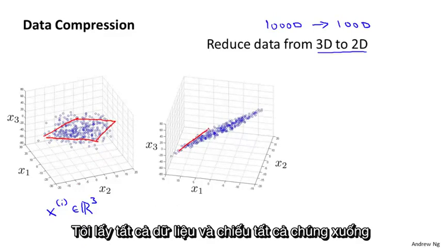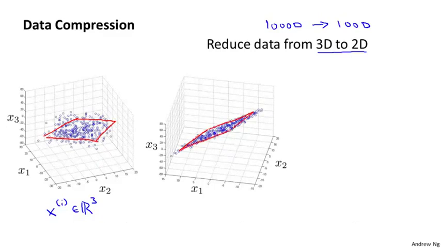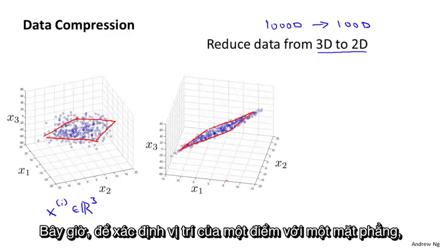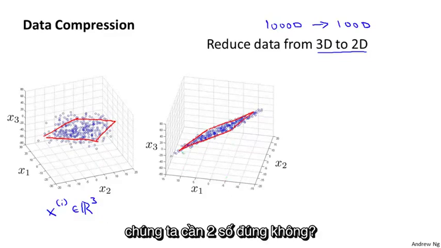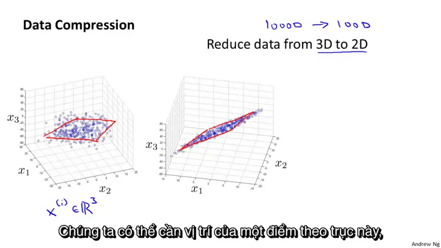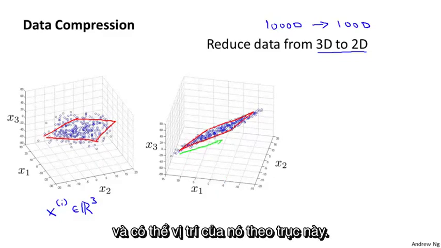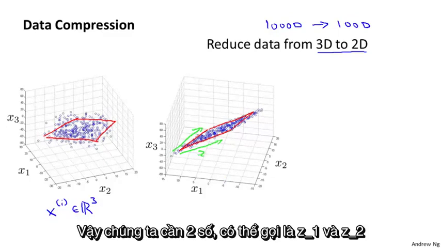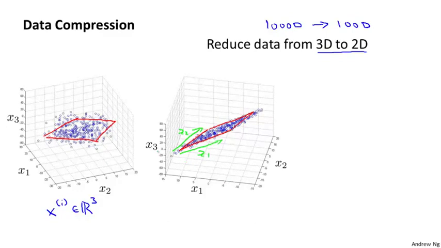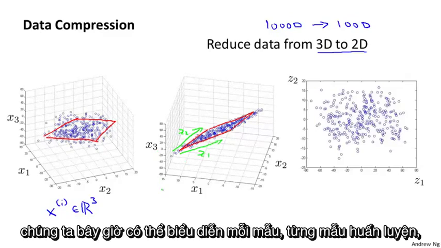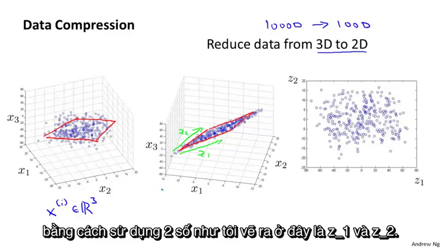So here what I've done is I've taken all the data and I've projected all of the data so that it all lies on the plane. Now finally, in order to specify the location of a point within a plane, we need two numbers, right? We need to specify the location of a point along this axis and then also specify its location along that axis. So we need two numbers, maybe called z1 and z2, to specify the location of a point within a plane. And so that means we can now represent each training example using two numbers that I've drawn here, z1 and z2.